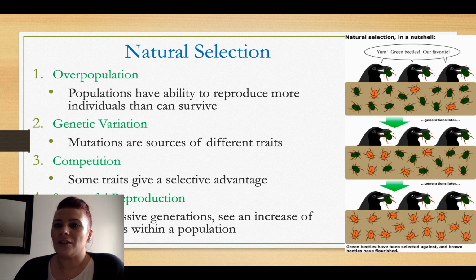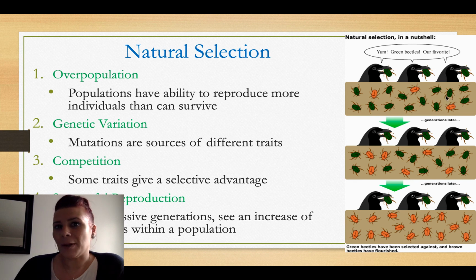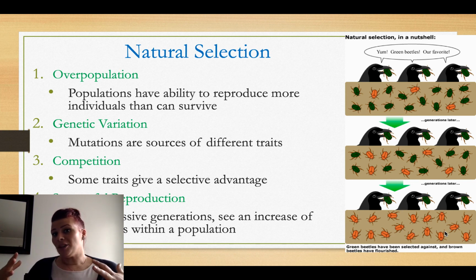In the image on the side, you can see that. You're seeing these birds eating these bugs. If you're wondering why they're eating the green bugs, it's not because the green bugs taste better. It's because the green bugs are easier to see. The orange ones in this example blend in a little better. That's why over time, you would see the orange ones becoming a larger population, because they're able to reproduce more successfully.